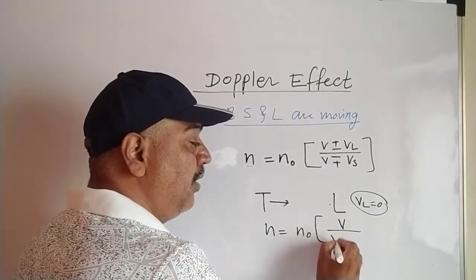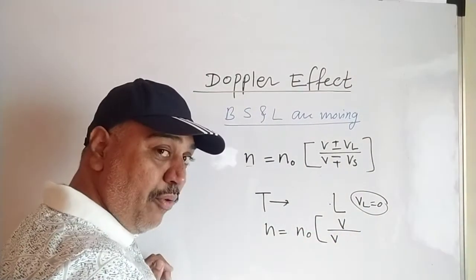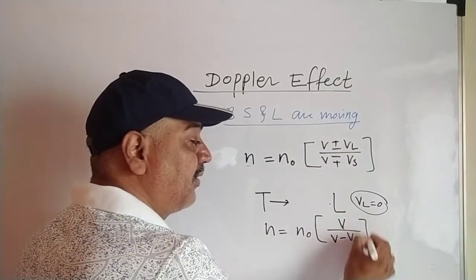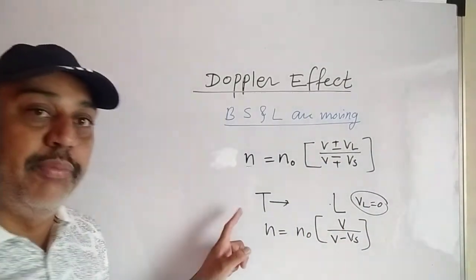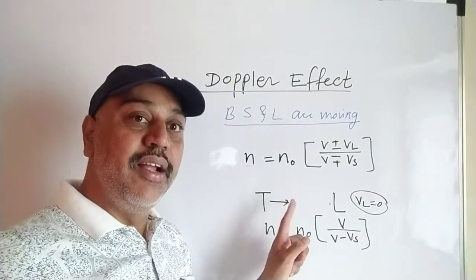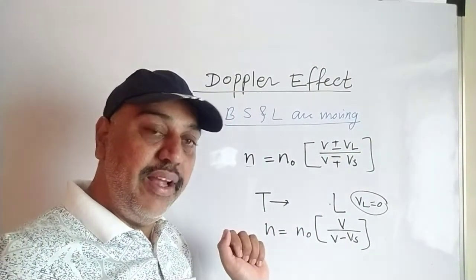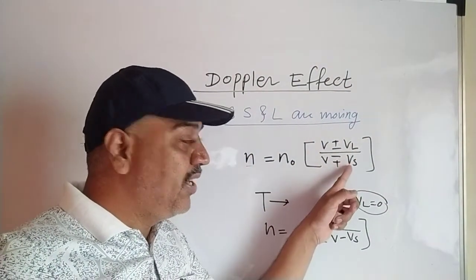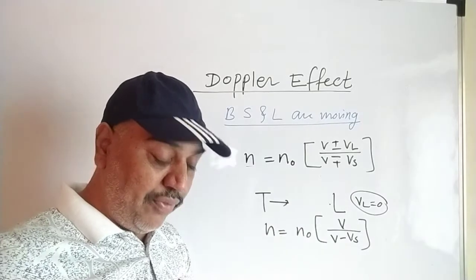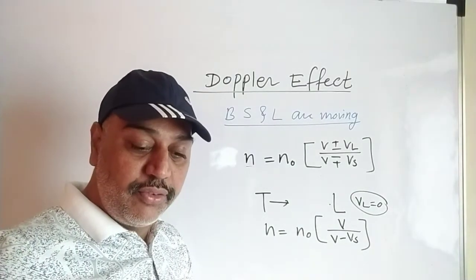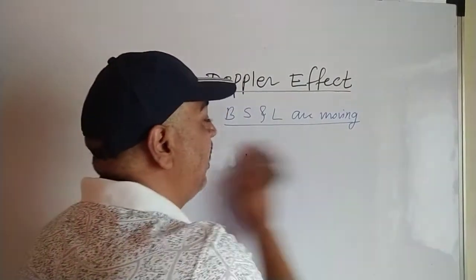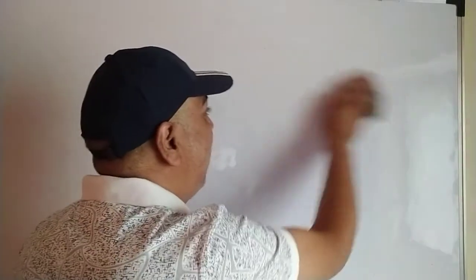V divided by V. Now upper signs for approaching, so V minus Vs. So this is the formula if the source is moving toward a listener and the listener is steady. In the same way, if the listener is moving and the source is steady, you can find that the denominator Vs would be 0. In this fashion, you can find the formulas whether the source is moving, or the listener is moving, or both are moving. We can just calculate this by using this, which is said to be the Doppler effect.